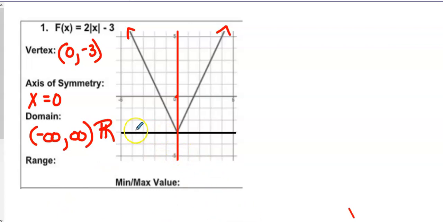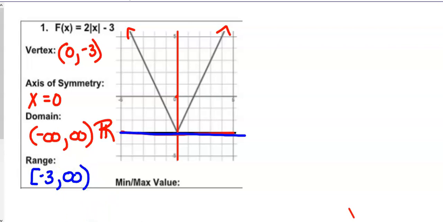Range, we look at where we are on the y-axis. Let me get a different color. Where are we on the y-axis? Where does it start at the bottom and where does it stop at the top? It starts down here at -3. It's included. -3 is included. And then where does it stop? It goes to infinity, going in an upward direction.